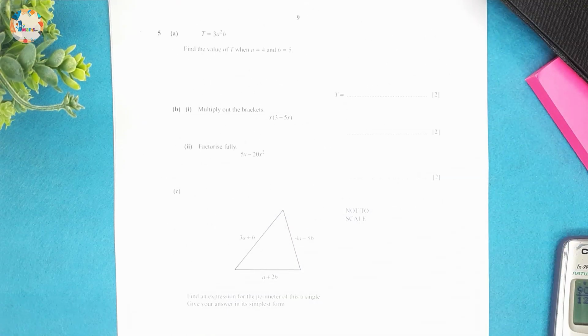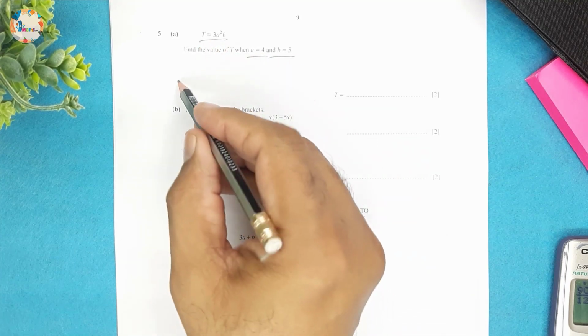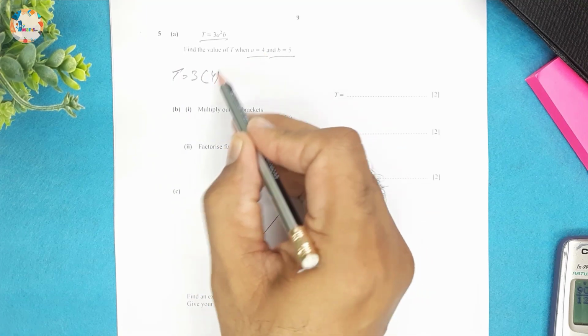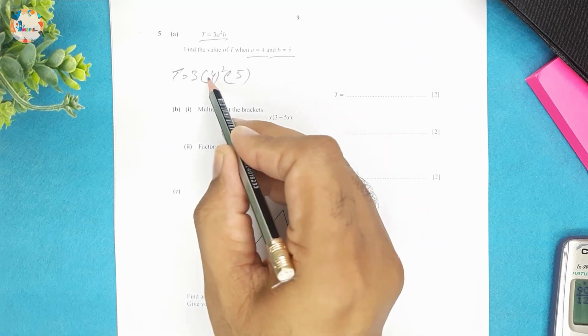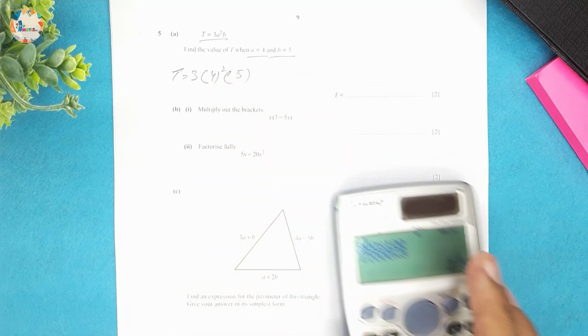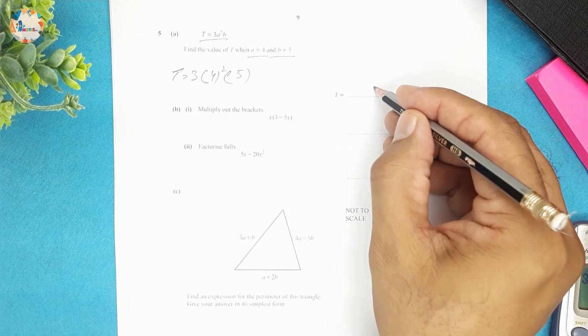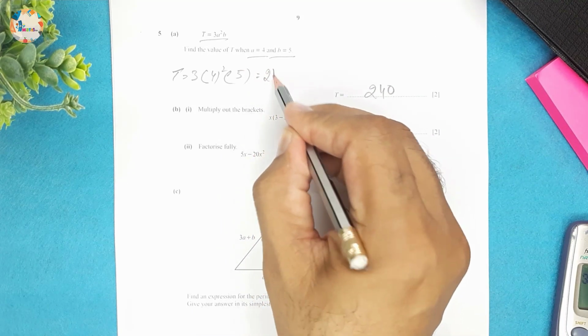Question number 5 is substituting the values. Values are provided, we'll have to substitute in this. So t is equal to 3 into a squared, meaning 4 squared, and b will be 5. So 4 squared will be 16, or otherwise we can use a calculator. So 3 into 4 squared into 5 will be equal to 240. So 240 will be our final answer.